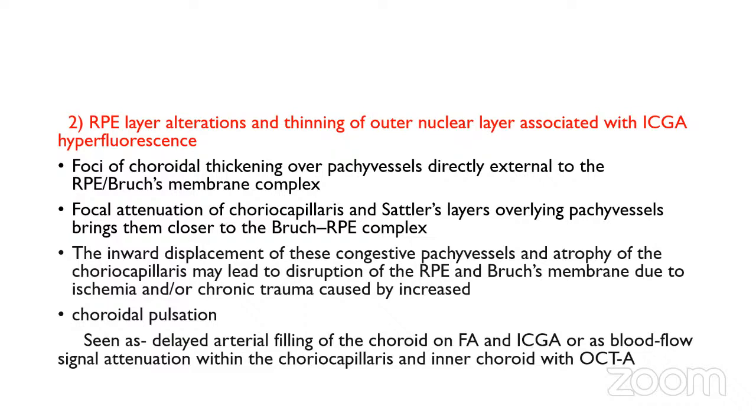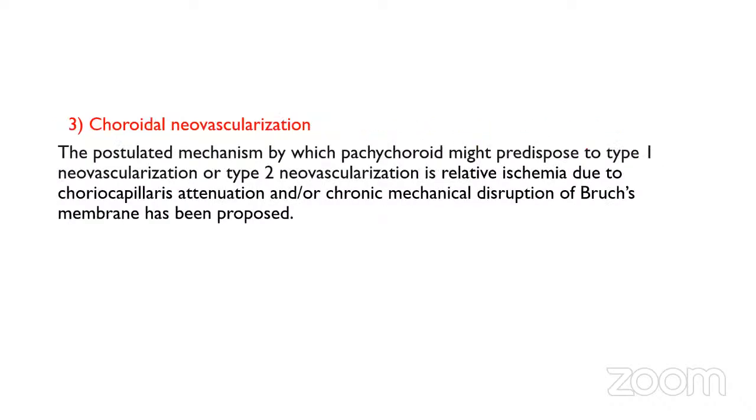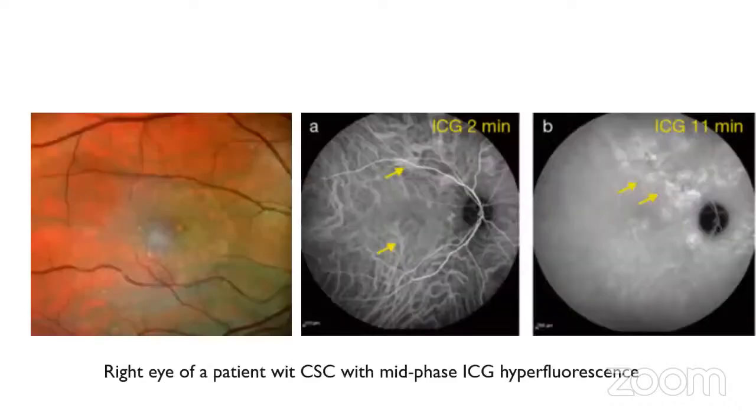And they are seen as dilated arterial filling of the choroid on the FA and ICG, or as blood flow signal attenuation within the choriocapillaris and inner choroid on the OCTA. Second is RPE layer alterations and thinning of the outer nuclear layer. A thinner outer nuclear layer related to focal ischemia of the choriocapillaris linked to RPE disruption and photoreceptor apoptosis is seen. There is choroidal neovascularization. The postulated mechanism which can predispose to both type 1 or type 2 neovascularization is relative ischemia with the choriocapillaris and choriocapillaris attenuation and or chronic mechanical disruption of the Bruch's membrane.